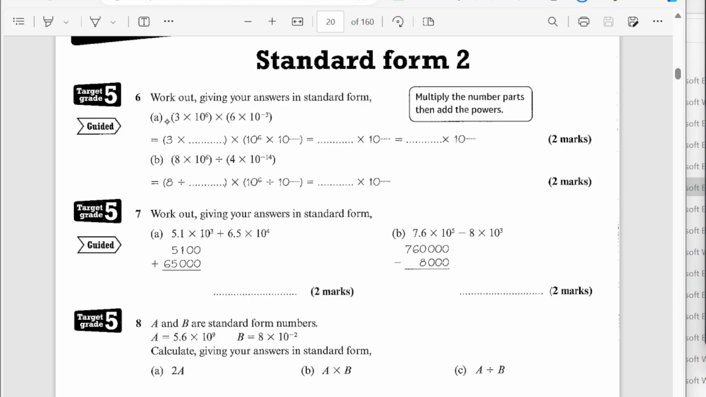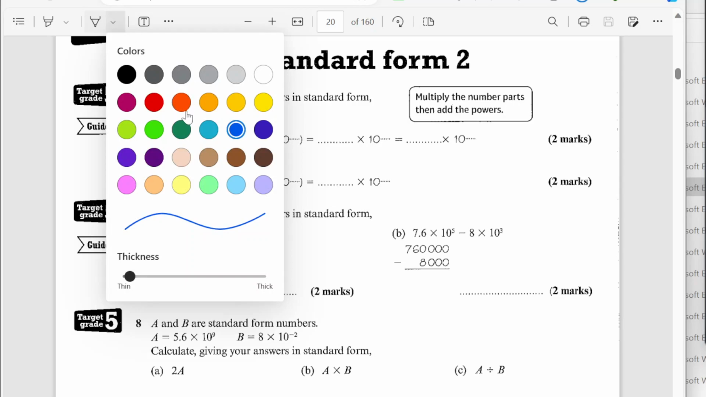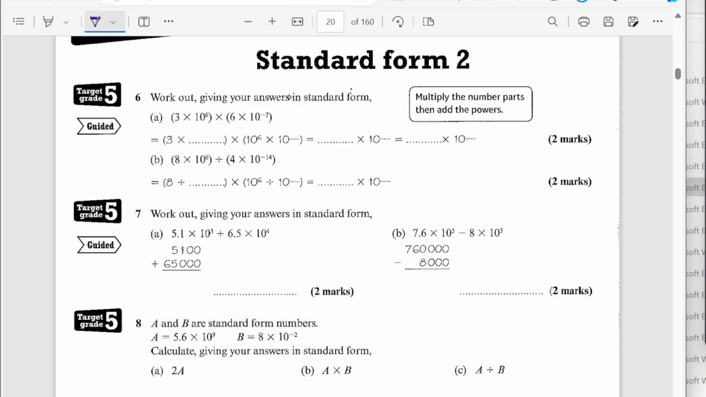The way I view it is you view your number part separate to your standard form or your power of 10 part. So I'm going to look at 3 times 6, times 10 to the power 6 times 10 to the power minus 3. So I've split my number part and my indices part into separate sides.